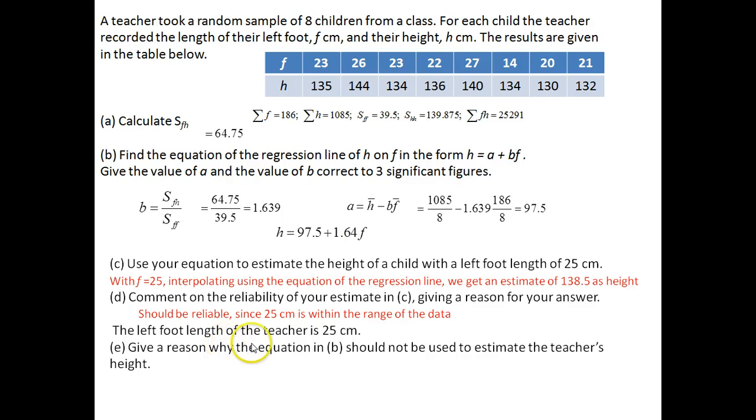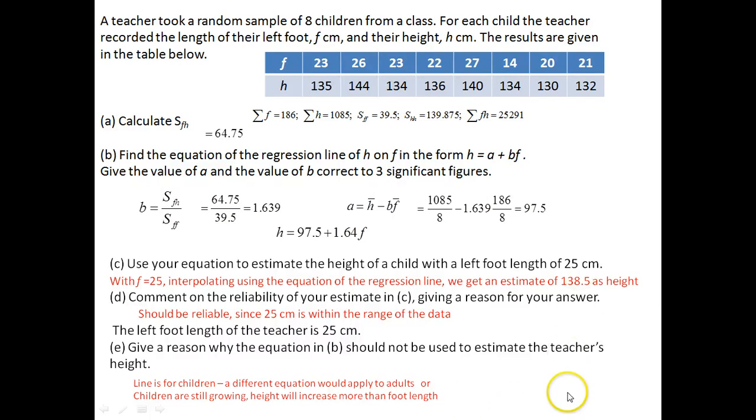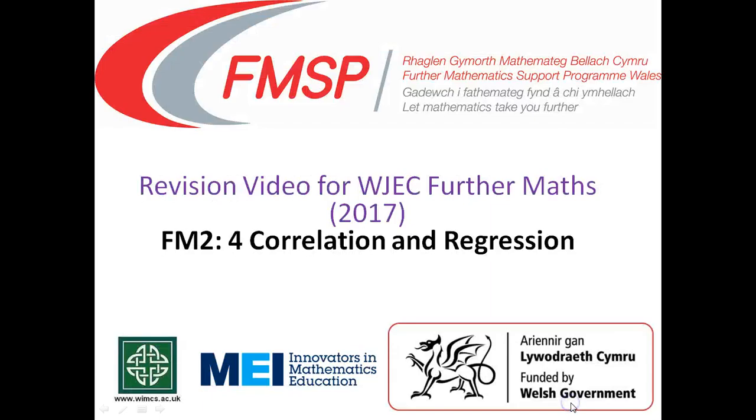The left foot length of the teacher is 25. That's within the data range. But this data set worked out that regression line, and it is for children. Therefore, a different equation should apply to adults. Or you could say that the children are still growing, therefore the height will increase more than the foot length as they get older. So a little bit of thinking to do there. And that is the end of the video for correlation and regression.